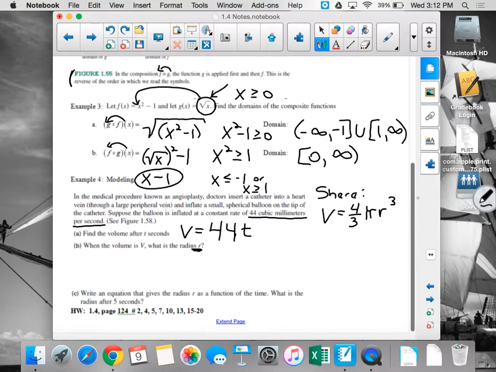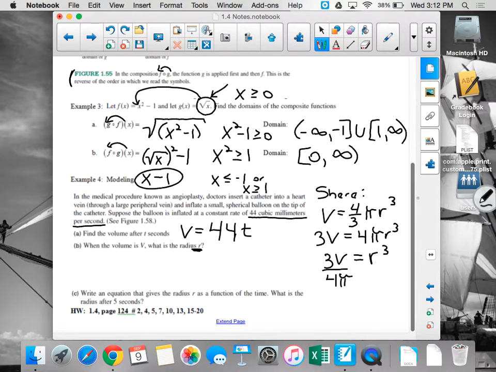And that is kind of interesting because we've got a fraction and all that. The first thing I'm going to say is I would multiply both sides by 3 to get rid of that fraction. So you have 3v equals 4 pi r cubed. Then I divide out by 4 pi. So you have r cubed equals 3v divided by 4 pi.